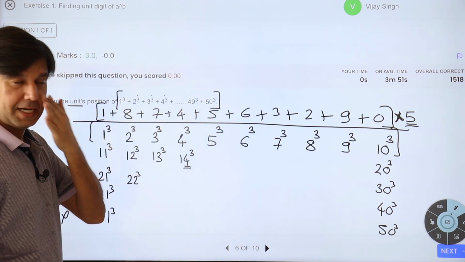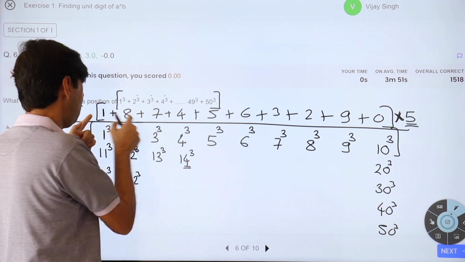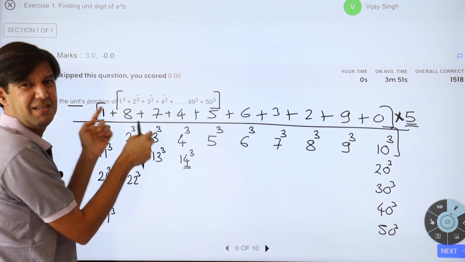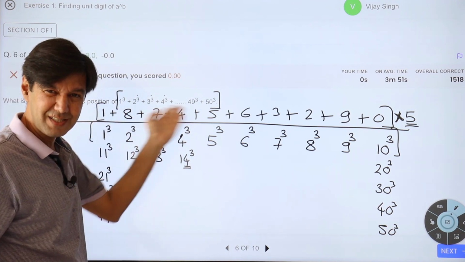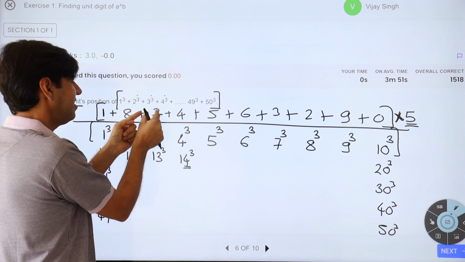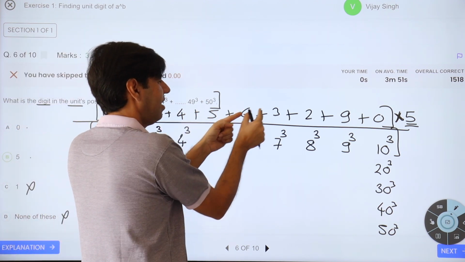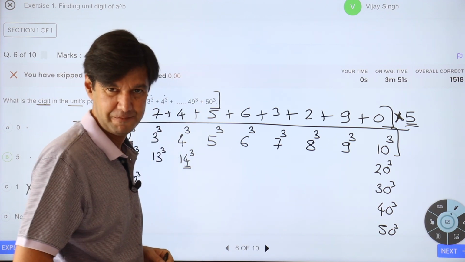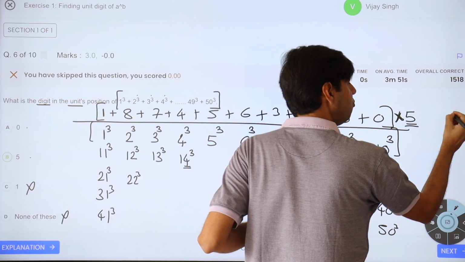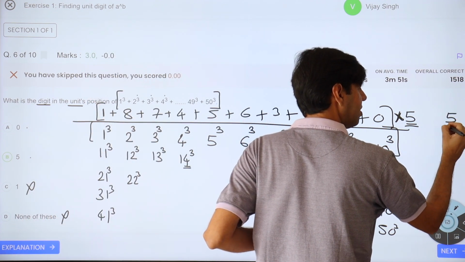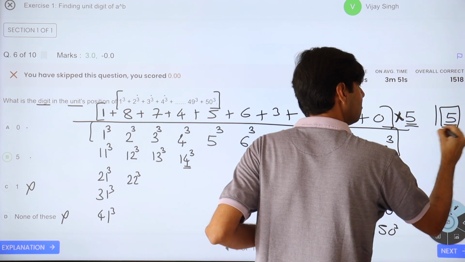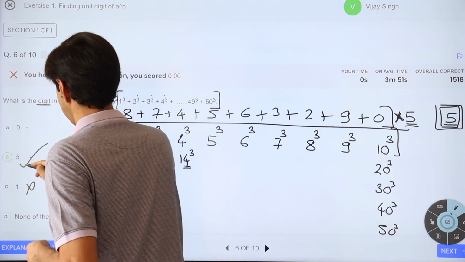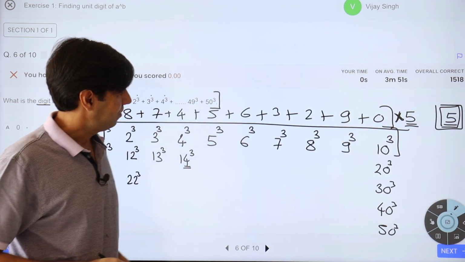So let's just add it up, right? And again, add 9, 16 first. It will help you in making your sum faster. 9, 16, 20, 31, 34, 36, 36 and 9, 45. 45 into 5, the unit digit I'm only worried about is 5. So the answer to this question is going to be 5. Good question.